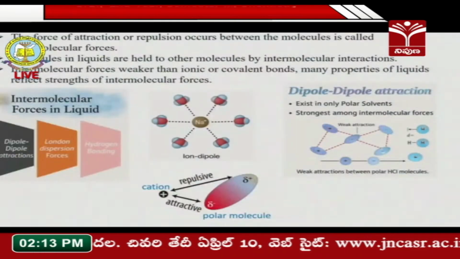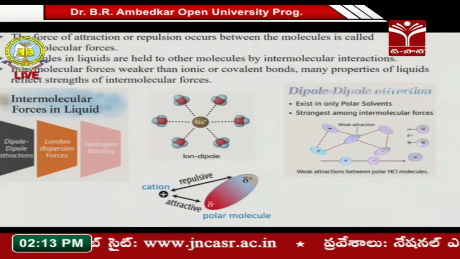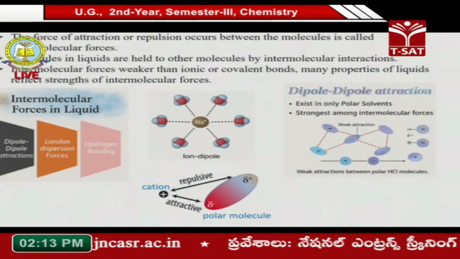But the intermolecular forces are different from these bonding interactions. Ionic, covalent, and coordination covalent interactions are strong interactions, whereas intermolecular forces are weak interactions found between molecules. Due to these intermolecular forces, the molecules are held together and form a definite geometry for the particular matter, like solid, liquid, or gas. So we will see the intermolecular forces one by one.